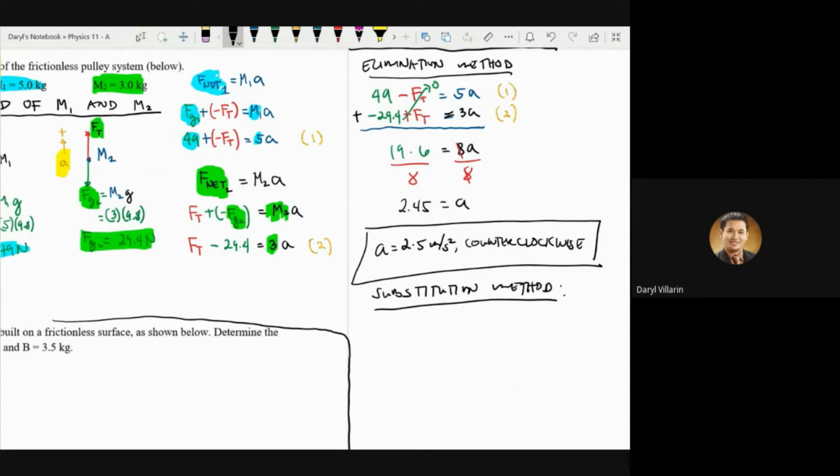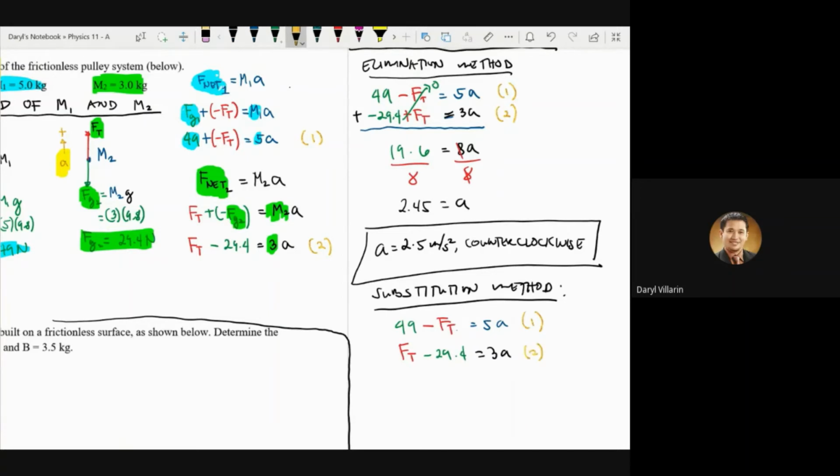Okay. So the idea is that you work with the two equations. So I'm just gonna write the two equations here. You have 49 minus FT, and that gives you 5A. So this is equation number 1. And then equation number 2 is FT minus 29.4 is equal to 3A. So that's my second equation.